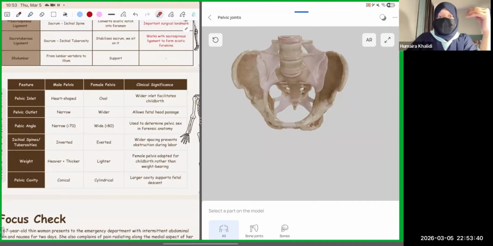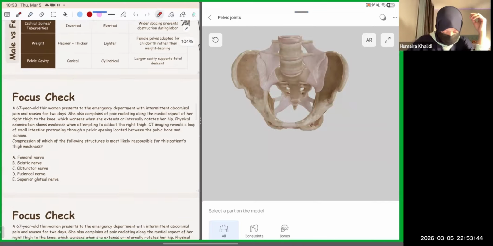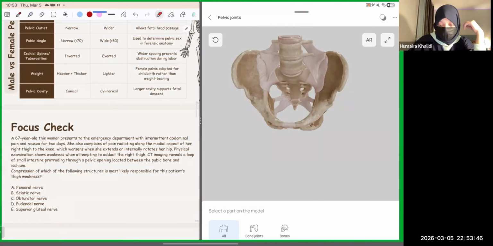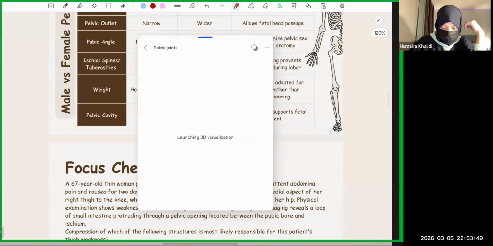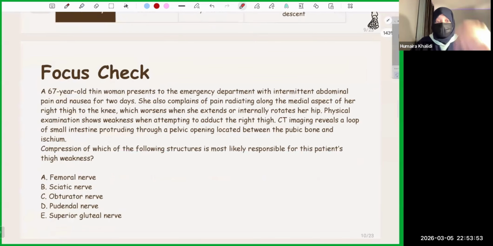Okay? Now, moving on to the focus check. This is a question I need you guys to answer. Please answer it. I'm giving you guys 10 seconds and I'm hoping every single one of the participants answers. There's 3 of you.